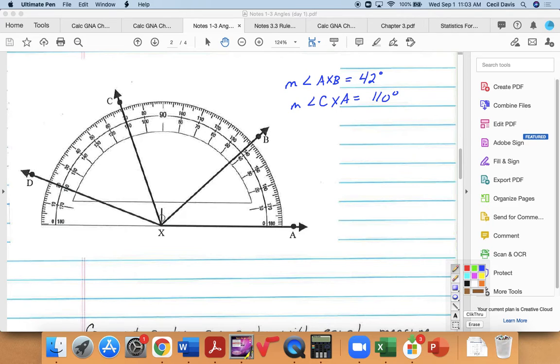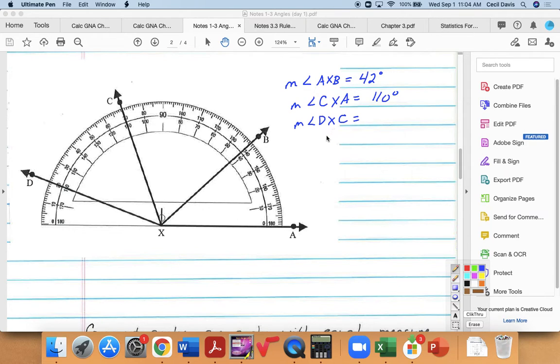And that's fine if one of the sides of the angle goes through 0. But what if it doesn't? What if I want to know the measure of angle DXC? Neither one of the sides goes through 0, does it?